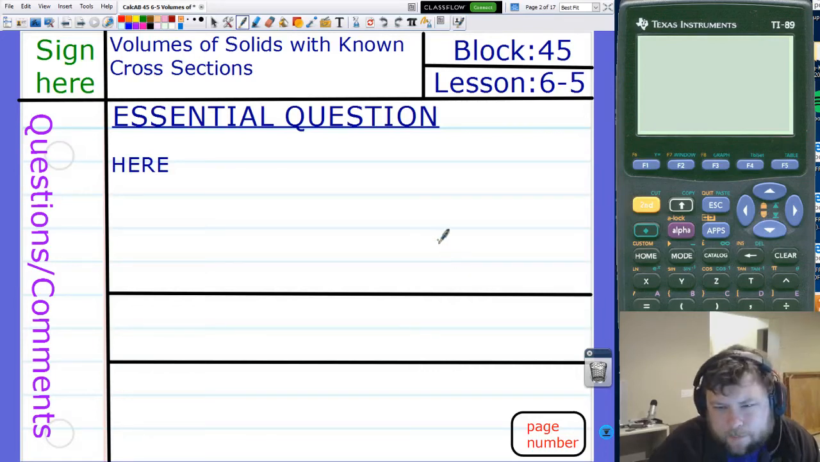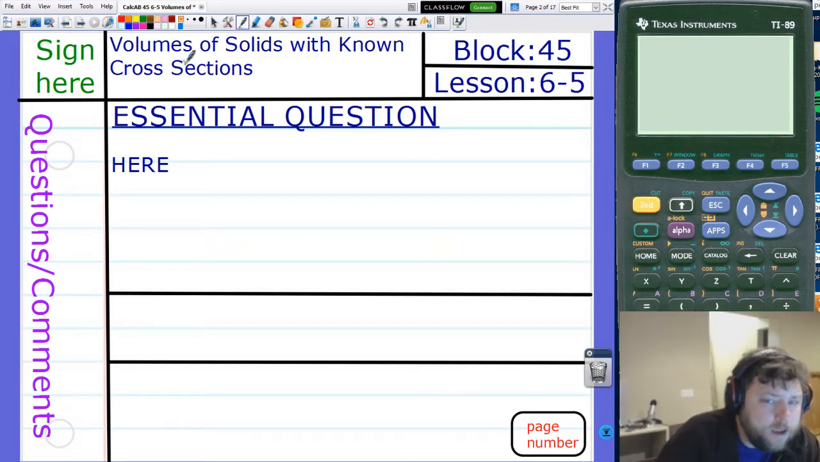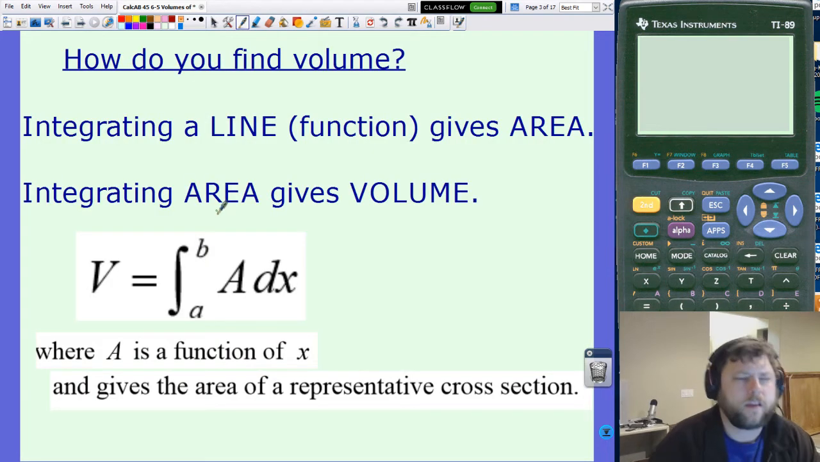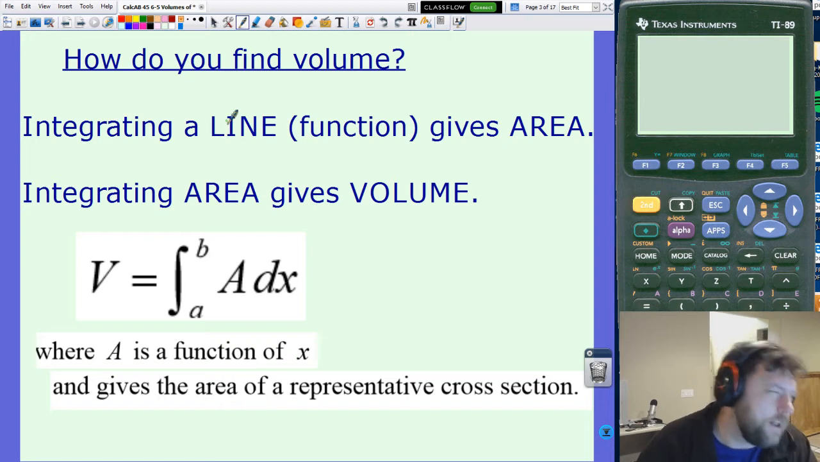Welcome, Calculus AB. This is lesson 6.5, volumes of solids with known cross sections. Let's go. This is a new concept for us.